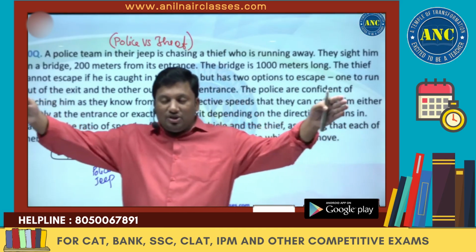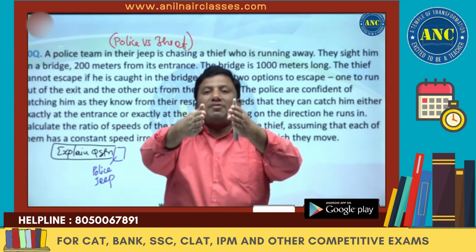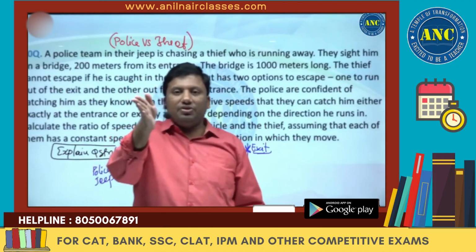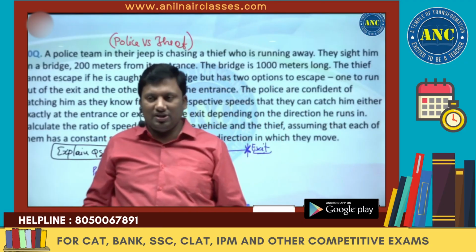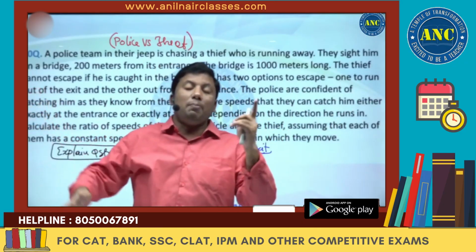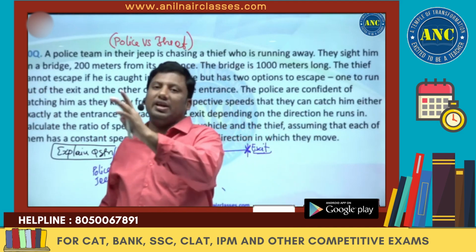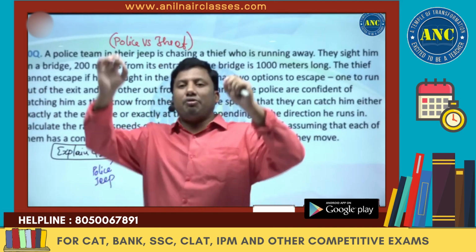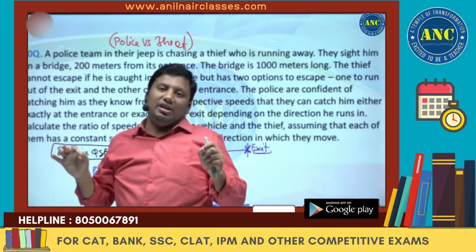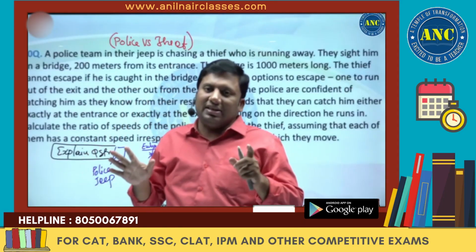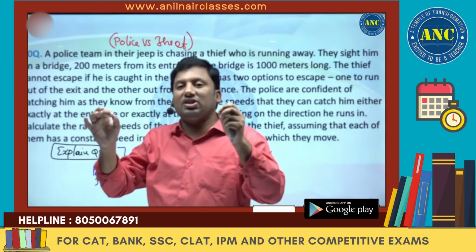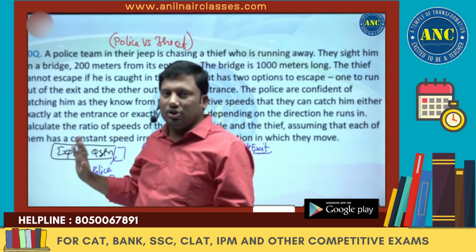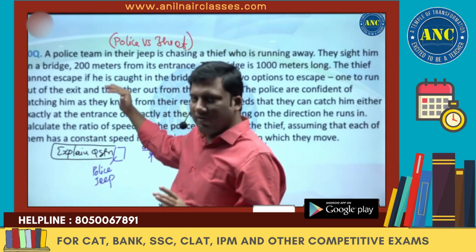There is a bridge. A thief is standing somewhere in between the bridge. If the thief goes this side, police will catch the thief at the entrance. If he goes this side, police will catch the thief at the exit. The question is, if police has to catch the thief either exactly at the entrance or at the exit, what should be the speed of police to thief? This is the question. Now we will read the question.